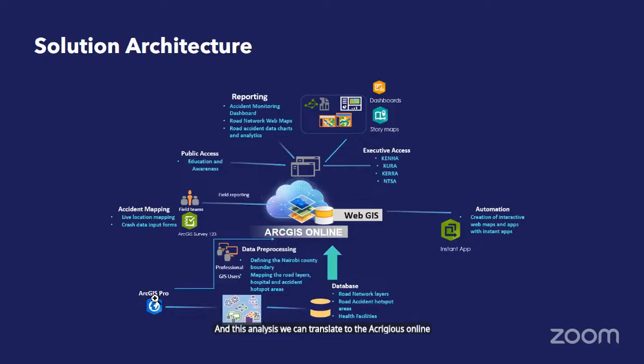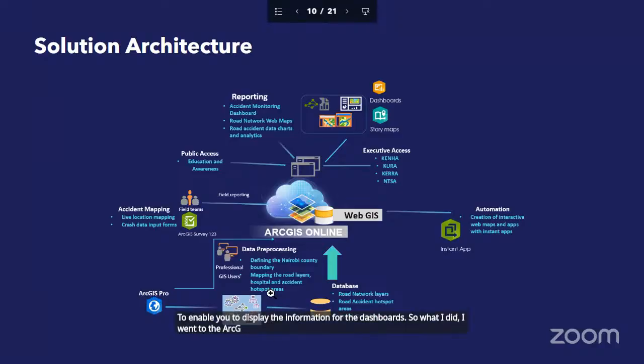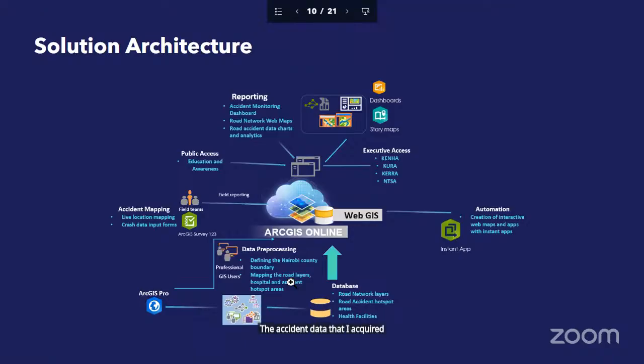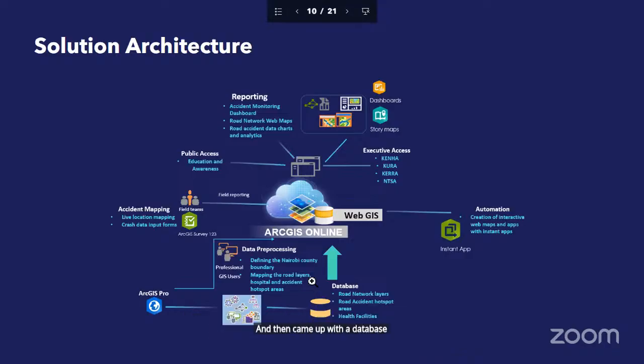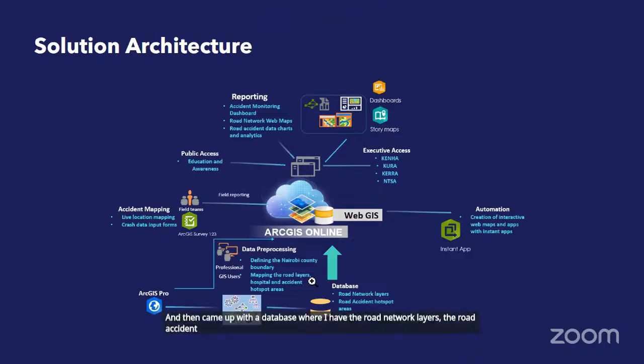So the online platform will enable you to come up with the hub site, to share the information, to display the information for the dashboard. So what I did, I went to ArcGIS Pro, defined my county boundary, mapped the various road layers in Nairobi, the hospital, and the accident data that I acquired from the World Bank Group. And then I consolidated them in ArcGIS Pro, did a bit of an analysis, and then came up with a database where I have the road network layers, the road accident hotspot areas, and the health facilities.